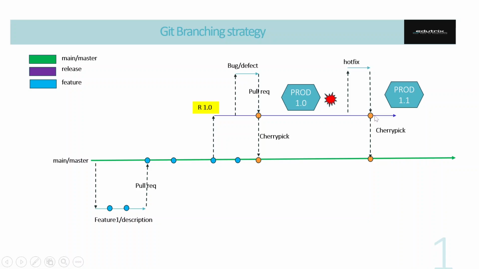The main branch should also have the code that was used to fix the hotfix. We need to push the code to the main branch also by using the cherry pick. So now release 1.1 is in sync with the main branch. The release 1.1 code will again be moved to production. So now the production code is running with release 1.1.